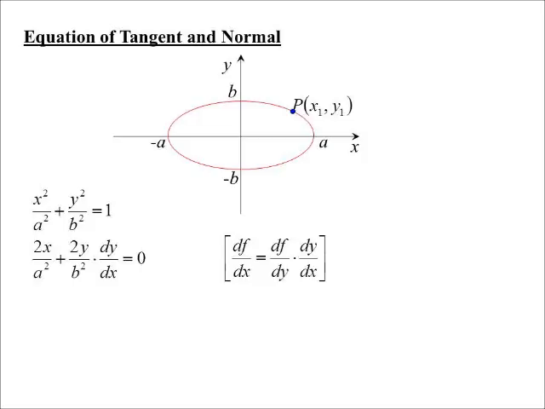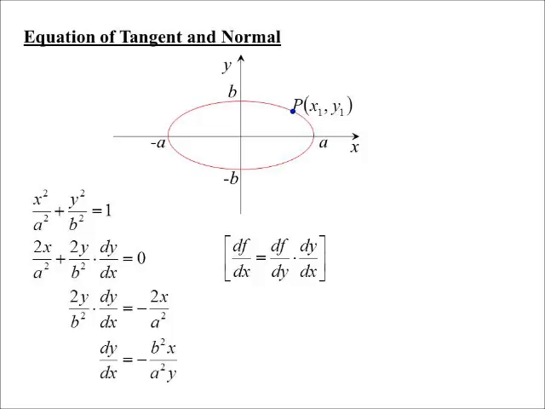So 2x over a squared, that's fine. Y squared on b squared, differentiate that. I can't do it with respect to x, but I can do it with respect to y. Multiply by dy dx. And of course, differentiate 1, we get 0. Remember? Chain rule, implicit differentiation, rates of change, whatever you want to call it. It's all the same idea.